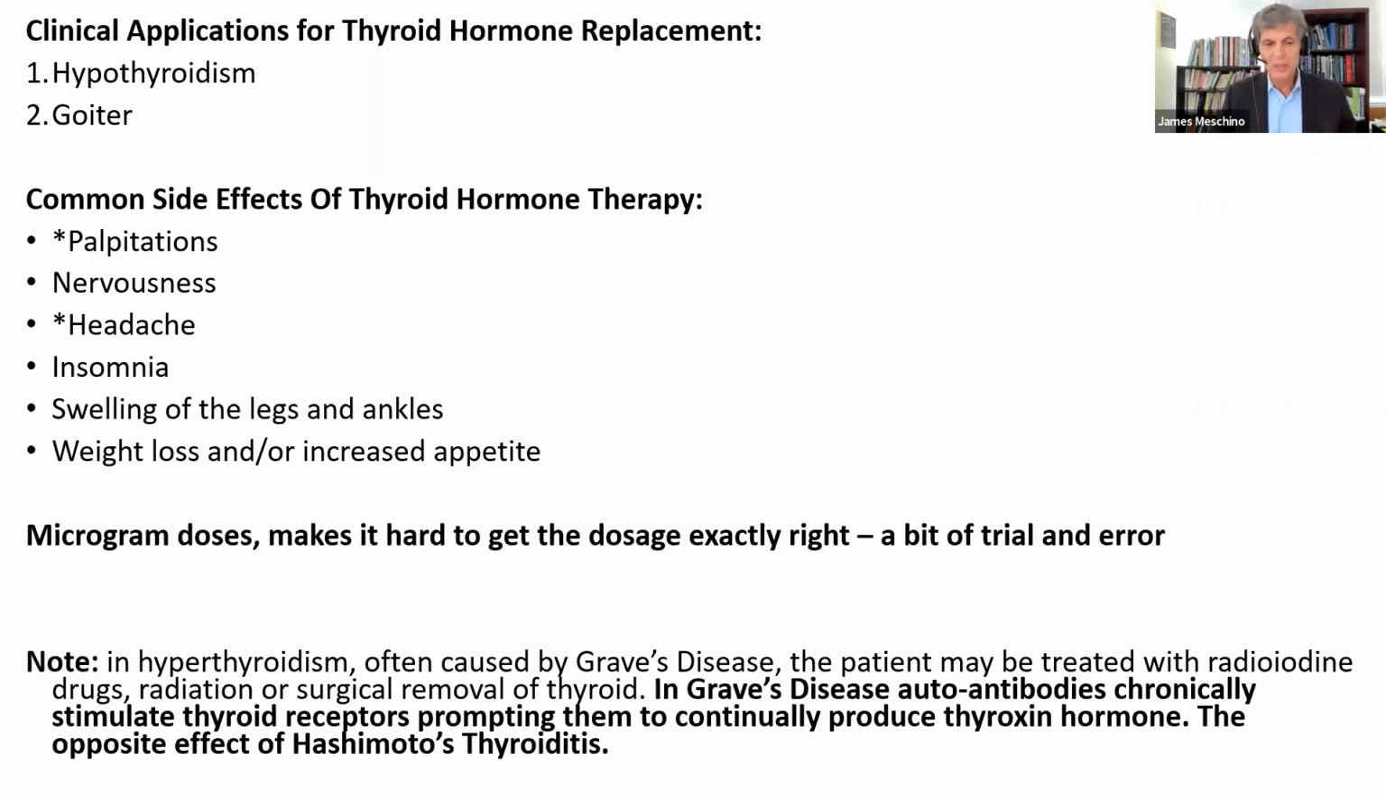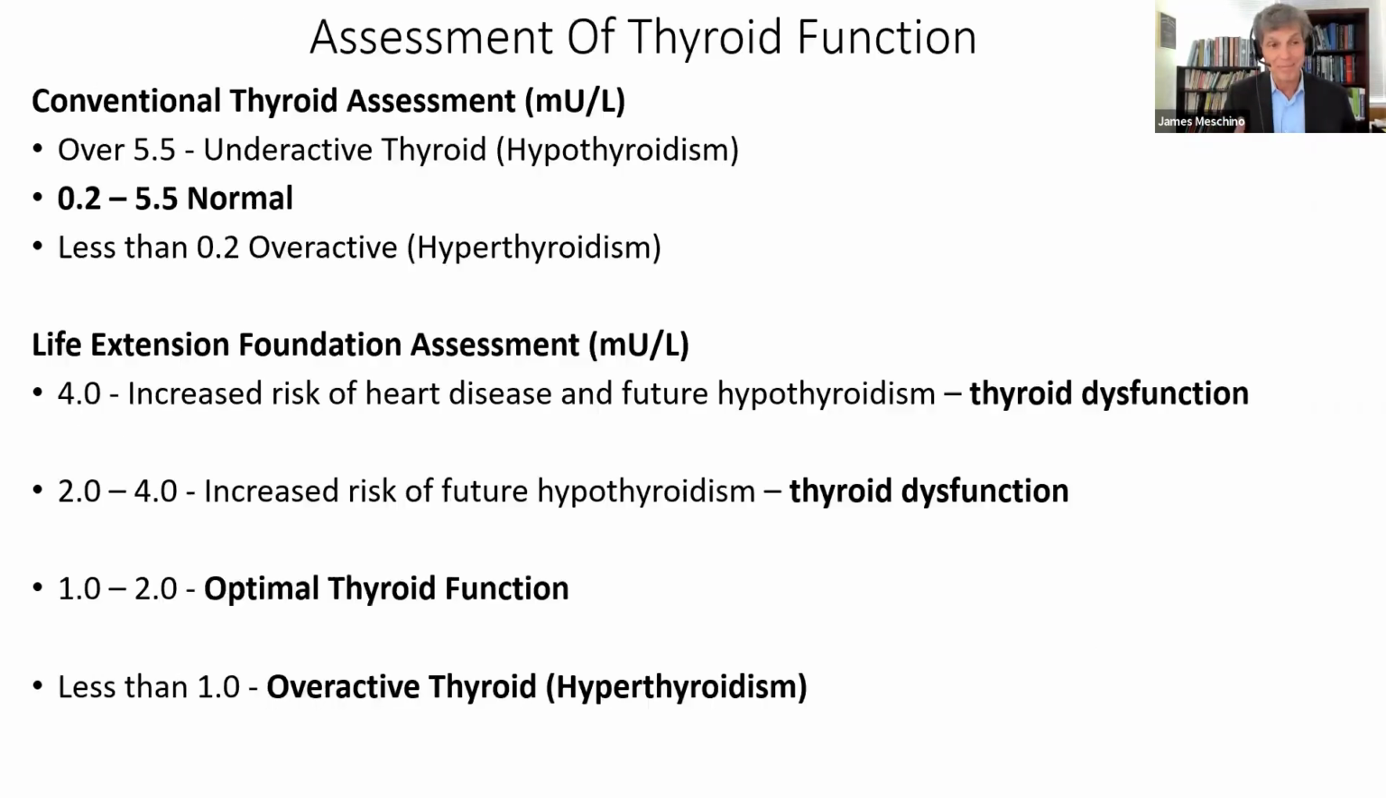So again, I just want to note that in hyperthyroidism, often caused by Graves' disease, the patient may be treated with radioactive iodine, drugs, radiation, or surgical removal of the thyroid. In Graves' disease, the autoantibodies chronically stimulate thyroid receptors, prompting them to continually produce thyroxine hormone. I spelled thyroxine hormone wrong. The opposite effect occurs in Hashimoto's thyroiditis, where you get hypothyroidism.